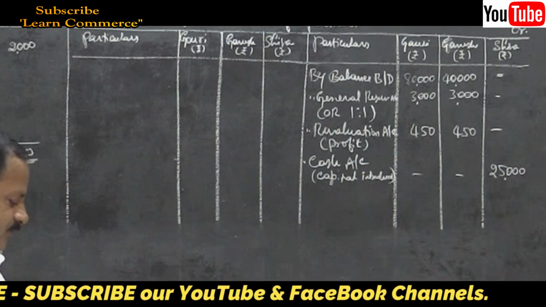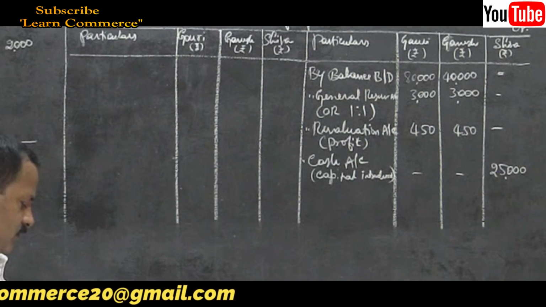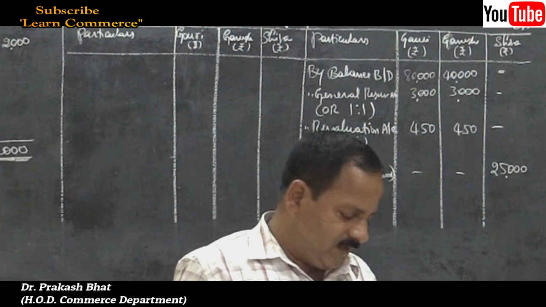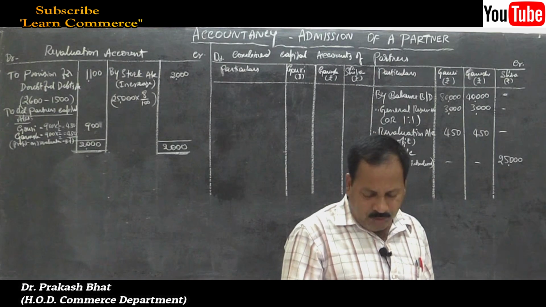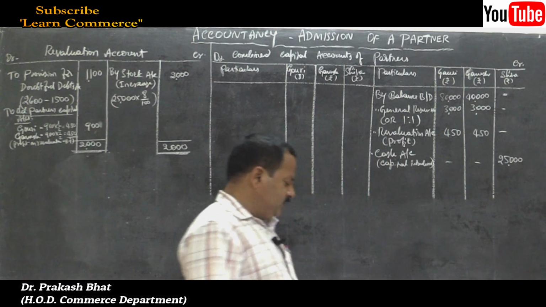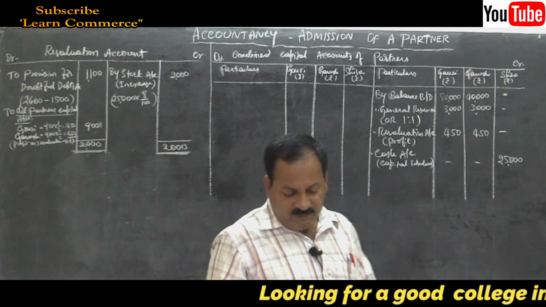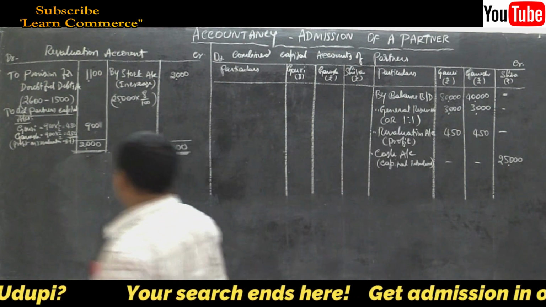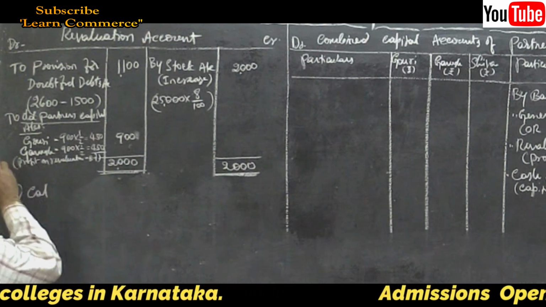Yes, it is 25,000. Anything else? Are there any other entries? No. On the credit side, there are no other entries. Move on to the debit side. There are no other entries. So now we have to find out the total capital of the firm first. So working note number 1.